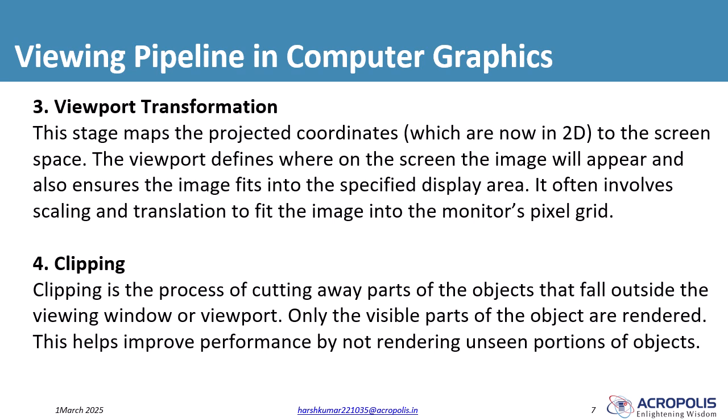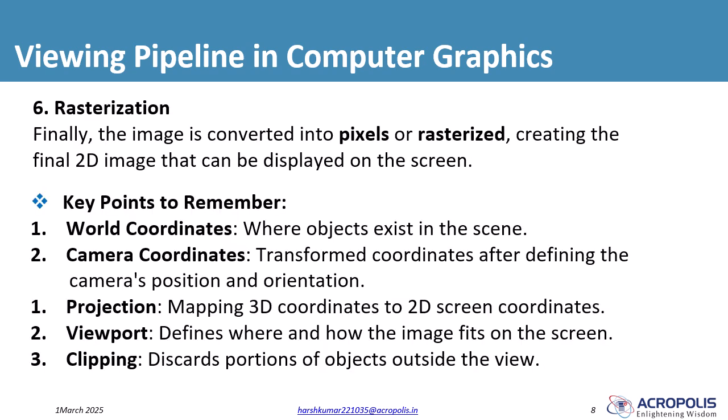The fourth step is clipping, the process of cutting away parts of the objects that fall outside the viewing window or viewport. Only the visible parts of the objects are rendered. This helps improve performance by not rendering unseen portions of objects. And the last step is that the image is converted into pixels, or rasterized, which we will be reading in the upcoming slides, creating the final 2D image that can be displayed on the screen.